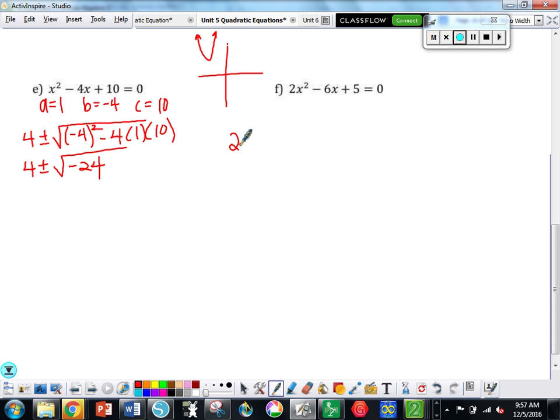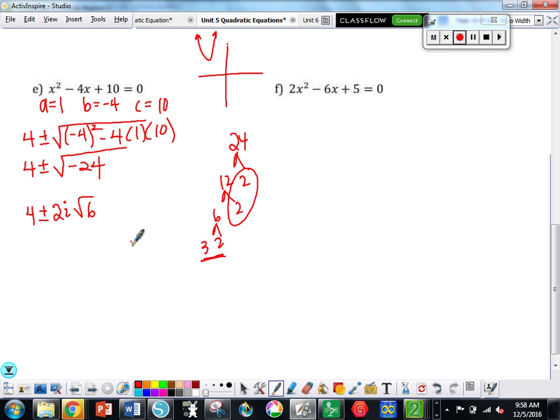Now we have to do the tree thing with 24. What times was it 24? 12 and 2, and then 2 and 6, and then 2 and 3, right? We have a 1 or 6 and a group of 2s. Is that okay? So when I rewrite this, it will be 4 plus or minus a group of 2s, 1 or 6, and then what happens to the negative? It's an i. So it would be 4 plus or minus 2i square root 6.